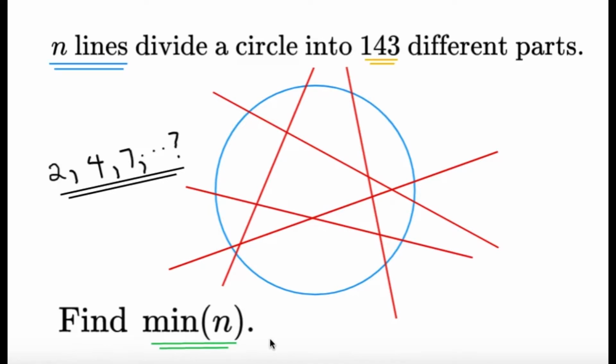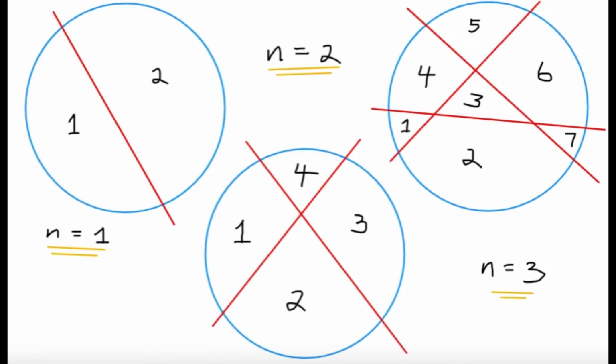dive into the solution. Now, some of you guys may be doing the following, and that is to try to draw some lines and see how many regions it will divide into, and this is what this sequence of numbers here represents. So let's try to draw some lines. I can see that if I use one line down the middle of the circle, I can have 1 and 2. So I have two regions if n equals 1, or I have one line.